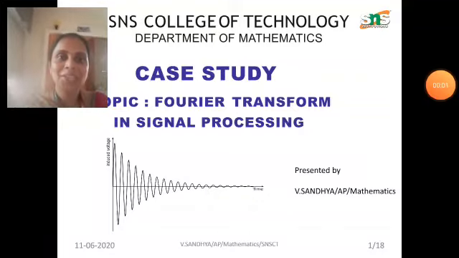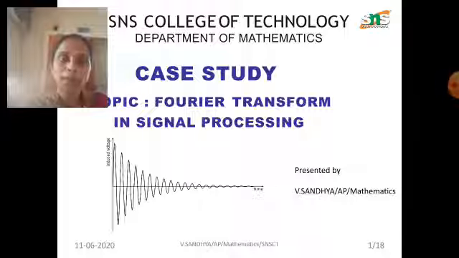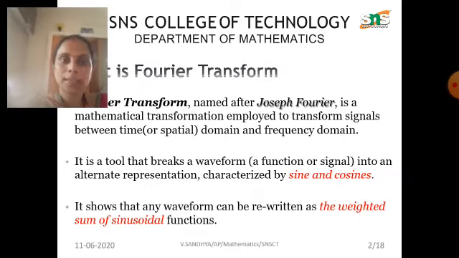Hi everyone, today we are going to see the case study in the topic Fourier transform in signal processing. First we have to see Fourier transform. Fourier transform, named after Joseph Fourier, is a mathematical transformation employed to transform signals between time domain and frequency domain.